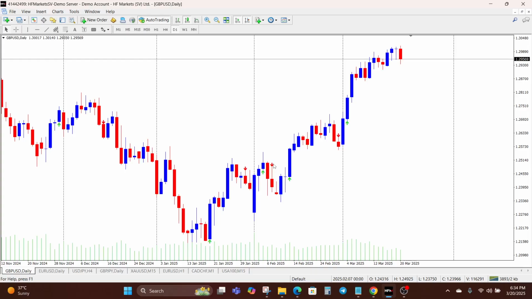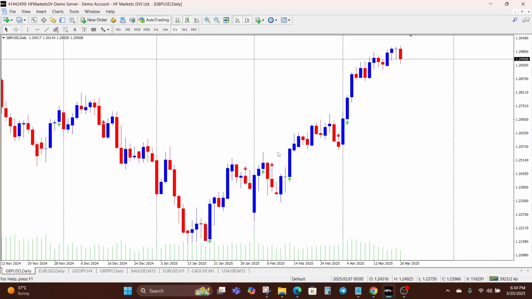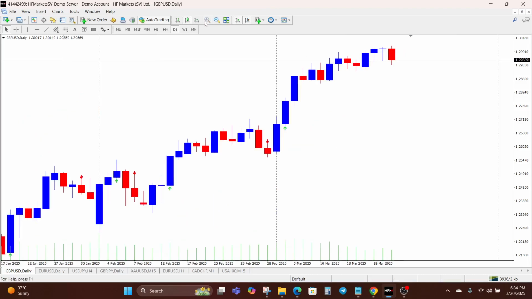Now let us talk about why this indicator is a valuable addition to your trading toolkit. One is real-time market reversal alerts, ensuring that you do not miss out on important trading opportunities. And this indicator works on all time frames. Whether you prefer scalping, day trading, or swing trading, this indicator is effective on any chart time frame.